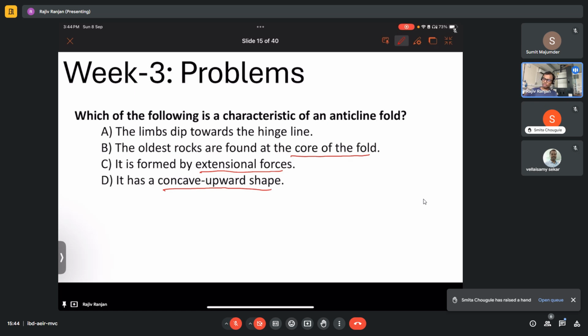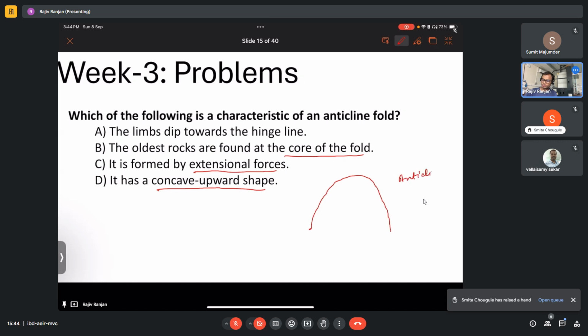Okay. So now try to draw an anticline fold. Here we have, this is an anticline. Older in the core and younger on the top part. So here if you see the limbs, how the limbs are dipping. It's not dipping towards, it's dipping away, right? It's dipping away. So option A is incorrect. The older strata are found at the core of the fold.